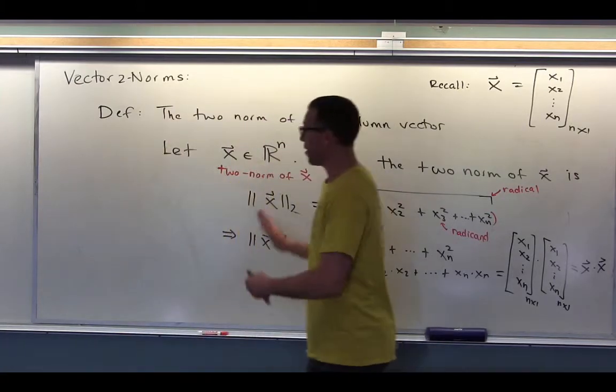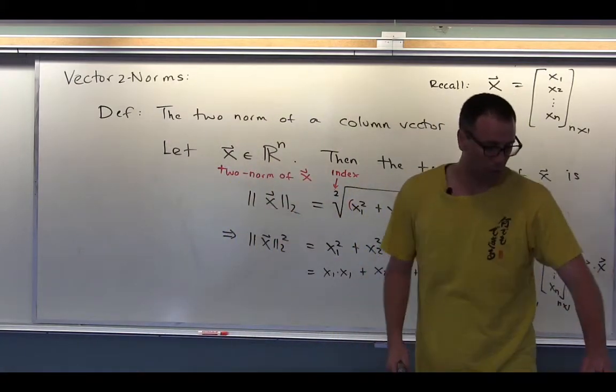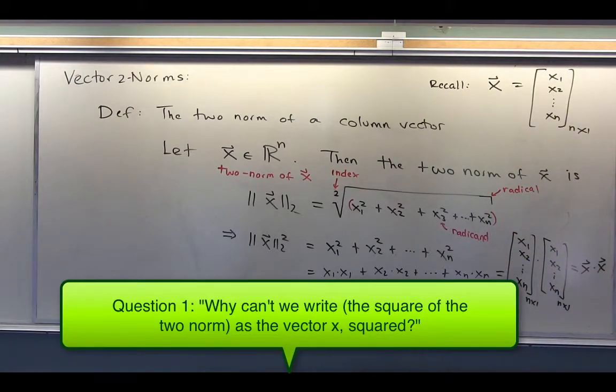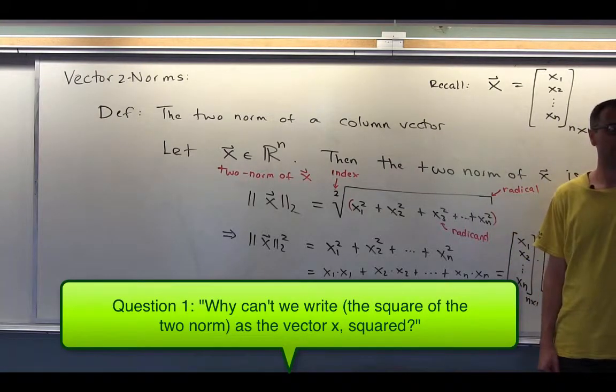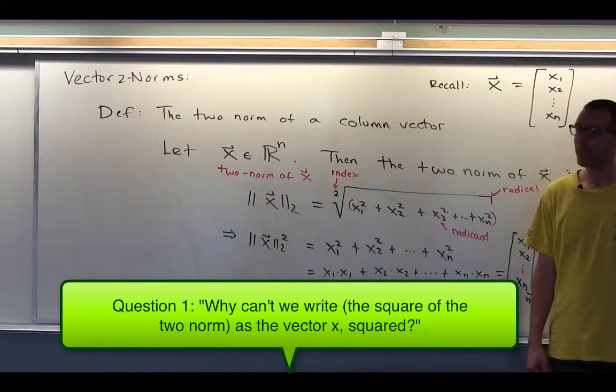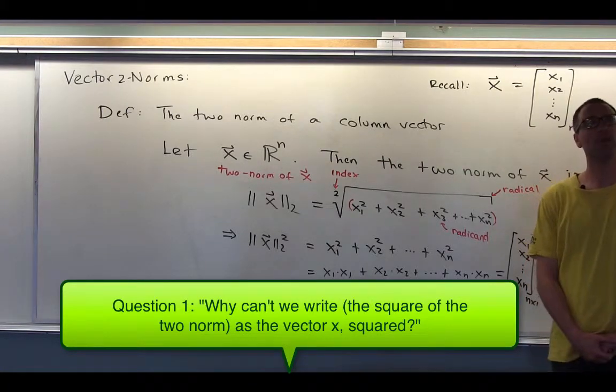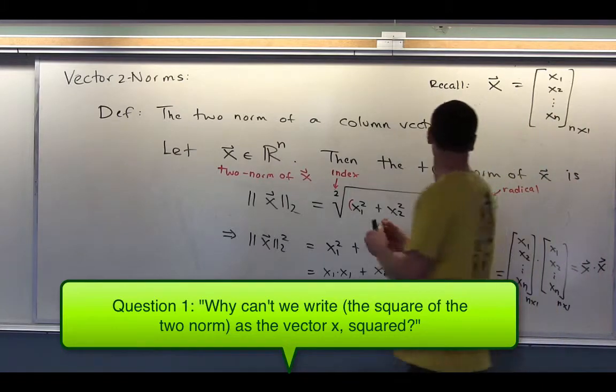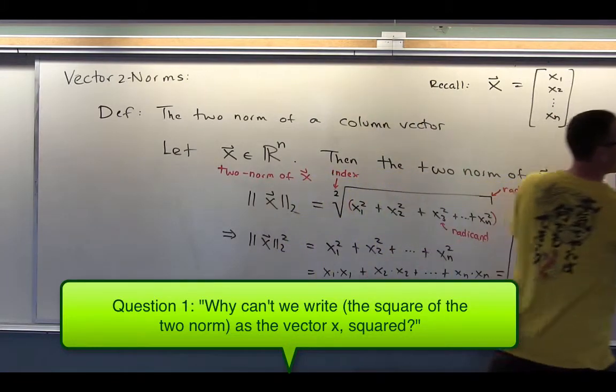Okay, all right, so that's vector 2 norms. What I'd like to do is talk about the properties of 2 norms. Yeah, go ahead. Why or why can we not write it as the vector x squared? Because define for me what it means, x squared. What does that mean? x times x. What is times? There's no such, yeah, so I'm going to say, I guess this is a separate question.